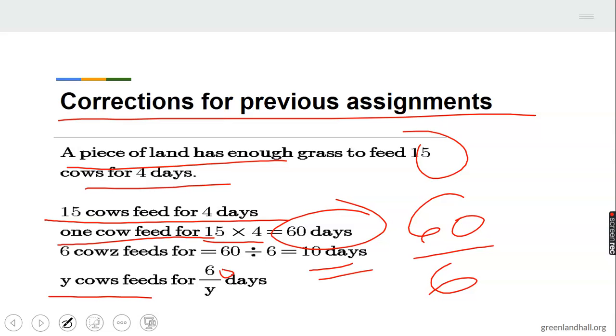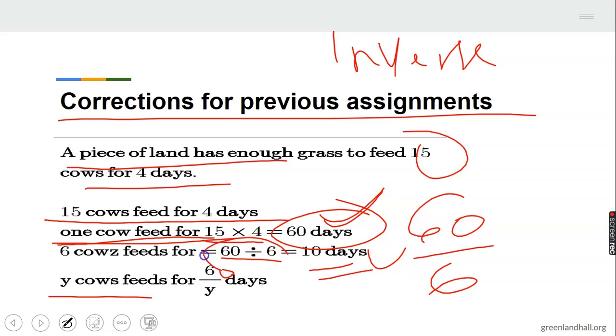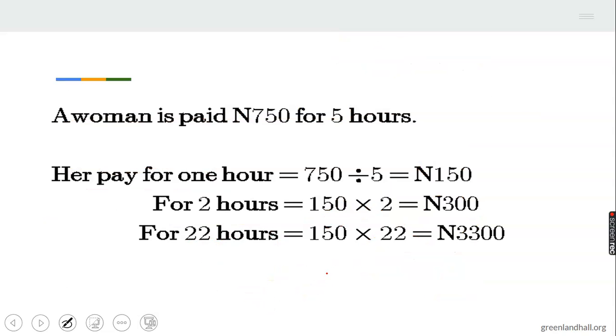I told you this is an example of an inverse proportion, where you first multiply, then you divide next. You first of all find the value for one cow, or the unit. That's why we call it the unitary method. You first find the value for one, then you find the subsequent values by dividing. When finding for one cow, you multiply, then for others, you divide.